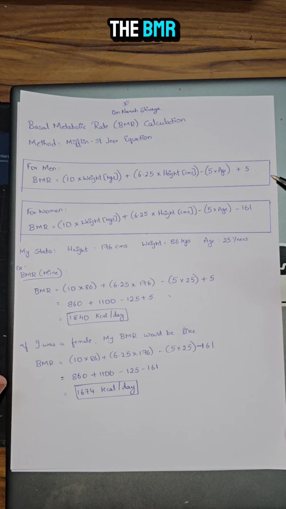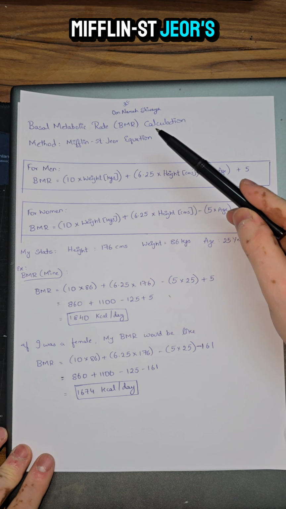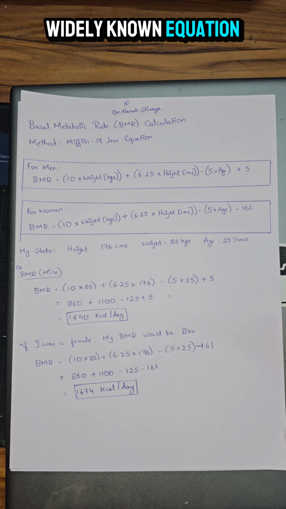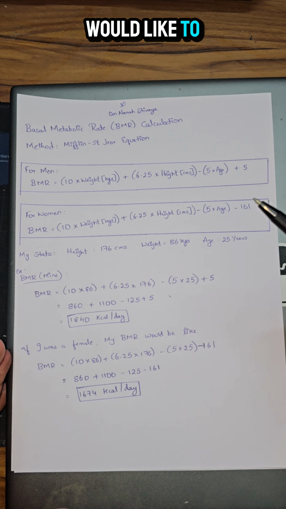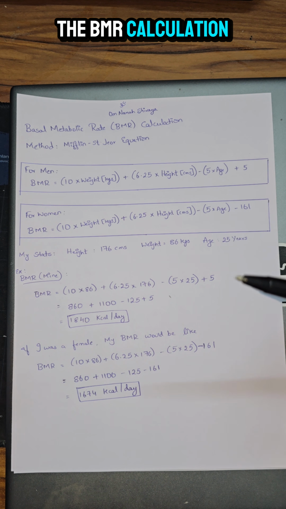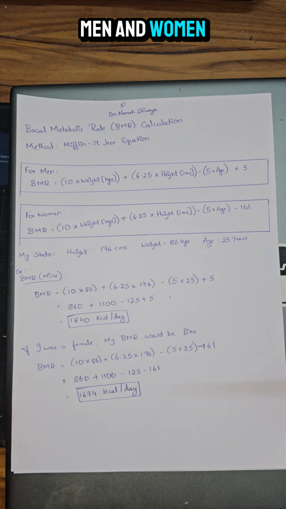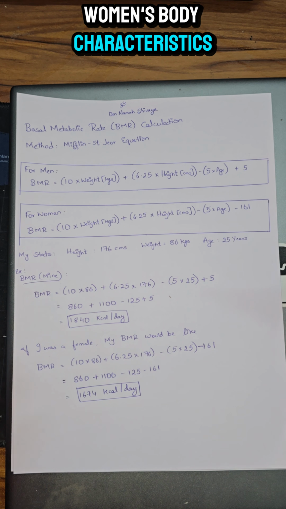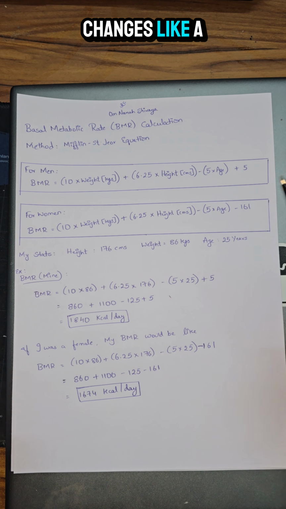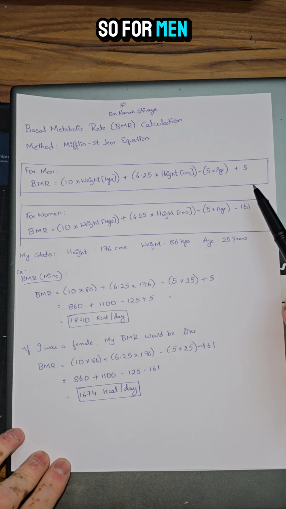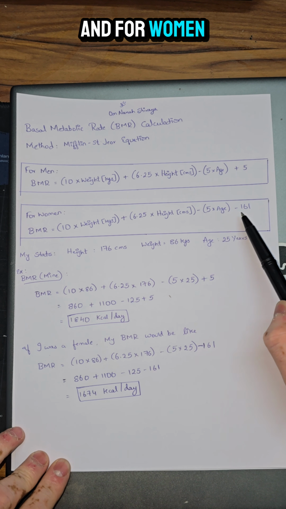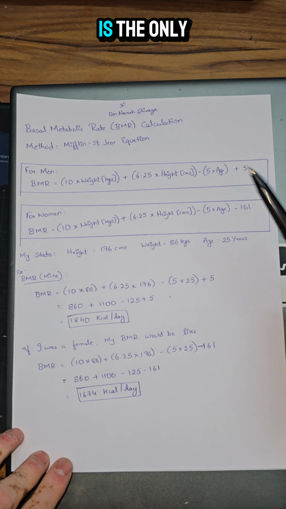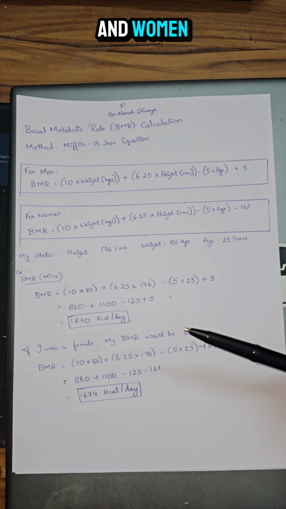For calculating the BMR, we are using the Mifflin-St Jeor equation. This is a widely known equation to calculate the BMR. I would also like to mention that the BMR calculation varies a bit for men and women. Based on women's body characteristics, the formula slightly changes. For men, there is a constant factor addition of 5, and for women, it is a subtraction of 161. This is the only change between men and women in terms of calculation.